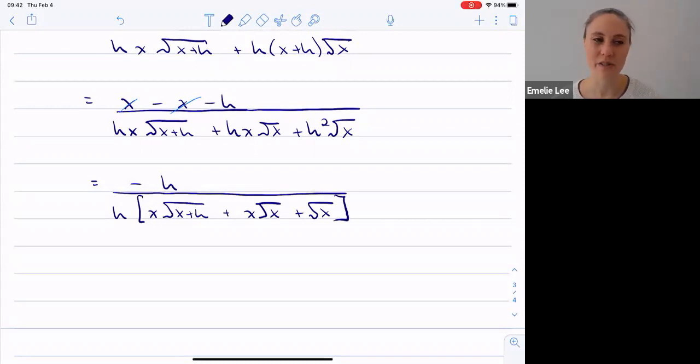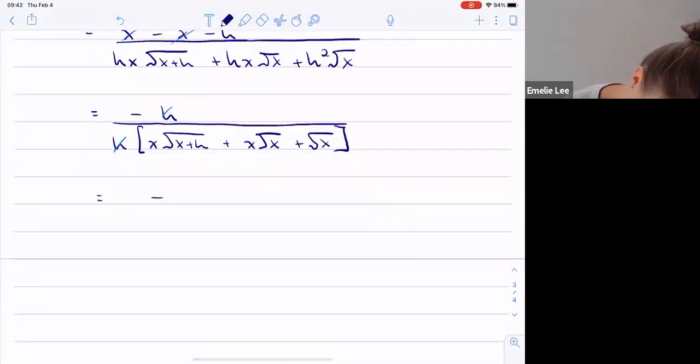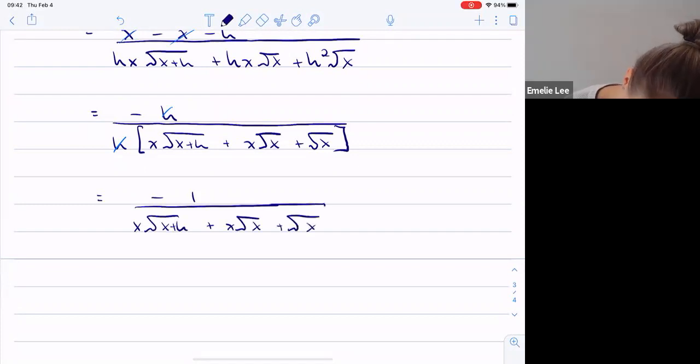I can do some weird stuff like pull out a common factor of root x here. I'm not going to bother, but the key thing is I was able to pull out a common factor of h. So now I can cancel this thing here, h over h. Don't forget this negative, right? But what we end up with is negative 1 over x times the root of x plus h plus x times the root of x plus the root of x.